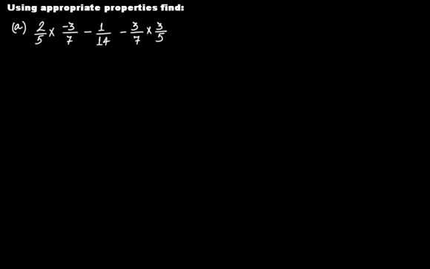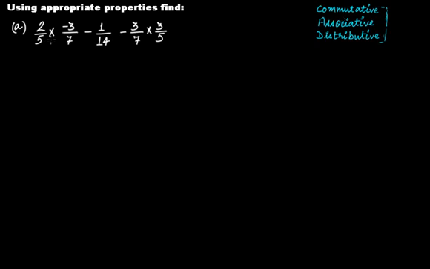It means you have to use three properties: commutative, associative, or distributive. So using these three properties, you have to solve this problem.